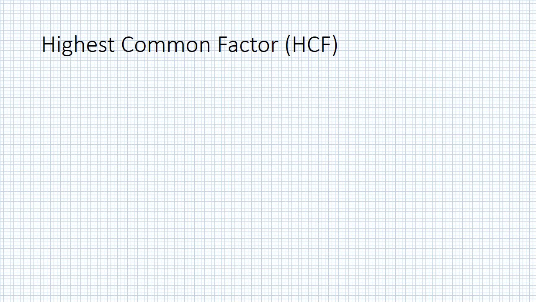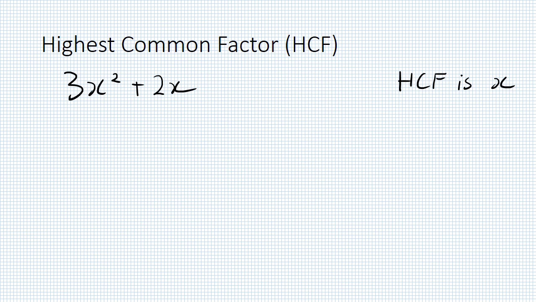Okay, so the first thing we do whenever we're factorising is we need to look for and take out the highest common factor. So just looking at a couple of examples here. So the first one, we've got 3x squared plus 2x. The highest common factor of this is x. So we can take out x as a common factor.